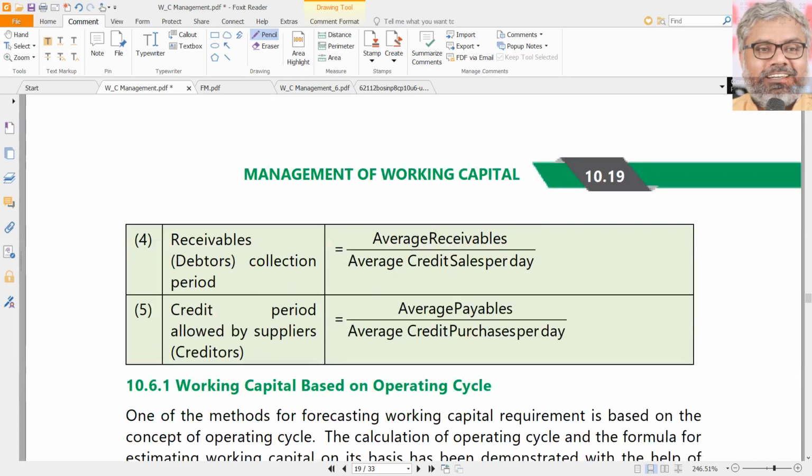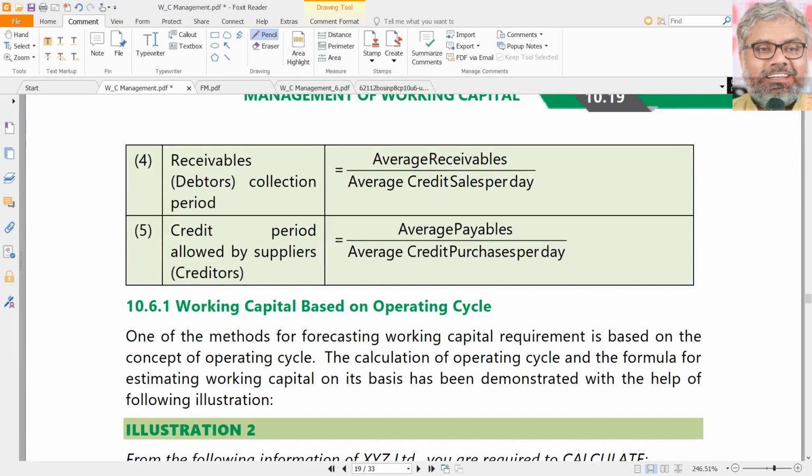That is changing. Denominator is changing. Numerator logic is same. Then coming to the receivables or debtors collection period, numerator once again is same. Average receivables means opening debtors plus closing debtors divided by 2. Then denominator means what? Credit sales per day. Credit sales per day means credit sales divided by 360 or 365. So that is debtors collection period.